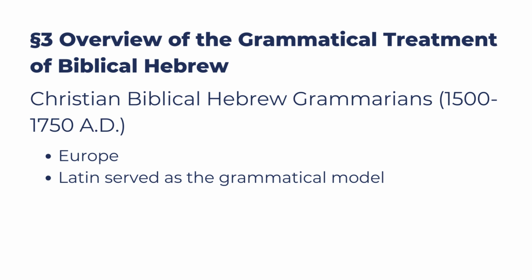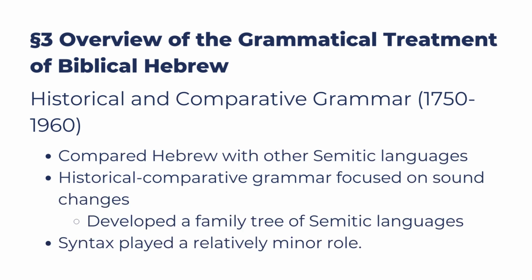Christian grammarians played an important role during the next period, from 1500 to 1750 AD. Based in Europe, these grammarians based their analysis of Biblical Hebrew on the Latin language. The study of Biblical Hebrew during this era de-emphasized rhetoric and came to serve as little more than a resource for doing theology. The third area of Biblical Hebrew grammarians focused on comparing Biblical Hebrew to other Semitic languages, and this was from the 1750 to the 1960s.